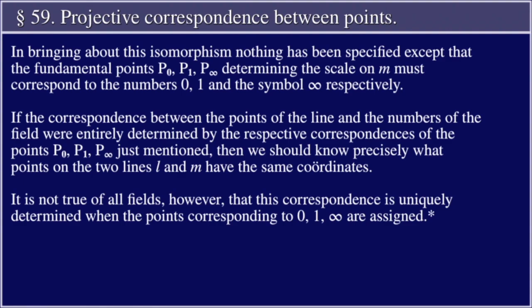In bringing about this isomorphism, nothing has been specified except that the fundamental points P0, P1, P infinity, determining the scale on M, must correspond to the numbers 0, 1, and the symbol infinity, respectively. If the correspondence between the points of the line and the numbers of the field were entirely determined by the respective correspondences of the points P0, P1, P infinity just mentioned, then we should know precisely what points on the two lines L and M have the same coordinates. It is not true for all fields, however, that this correspondence is uniquely determined when the points corresponding to 0, 1, and infinity are assigned.